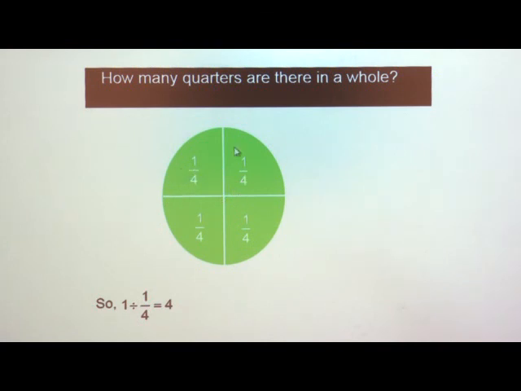So how many quarters are there in a whole? Suppose this question is given in an MCQ. You just have to imagine that. Whole means you can consider one whole pizza which is divided into quarters. Quarter means it is divided into 4 equal parts. So one part will be how much? 1 upon 4, another part 1 upon 4, the third part 1 upon 4, and 1 upon 4.